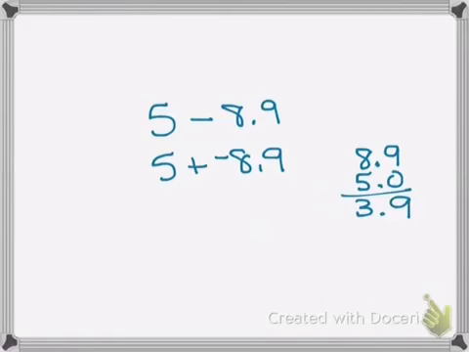Always be sure to line up your decimals. When you subtract, you get 3 and 9/10. 3 and 9/10, is it positive or negative? You find the numbers in the problem with the biggest absolute value and use their sign. So this will end up with negative 3 and 9/10.